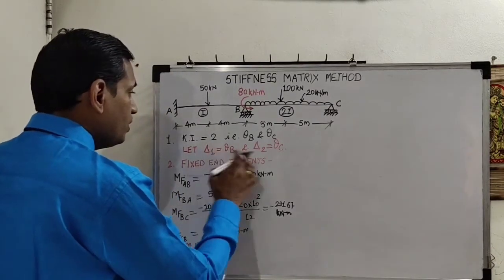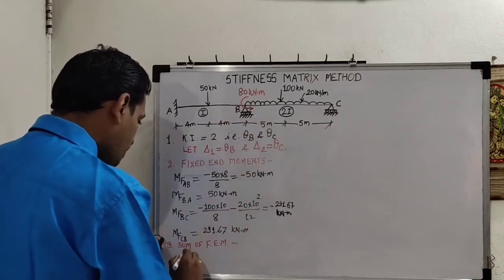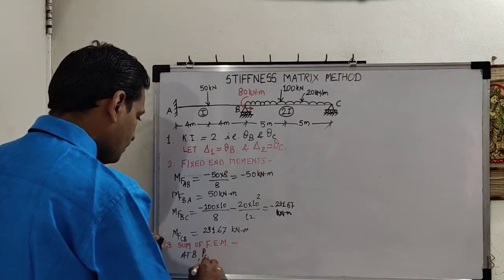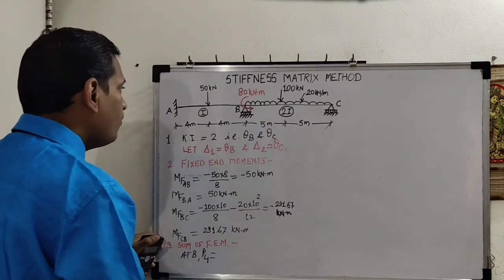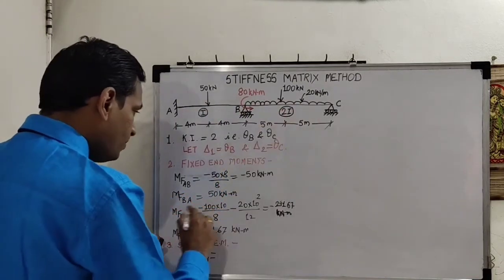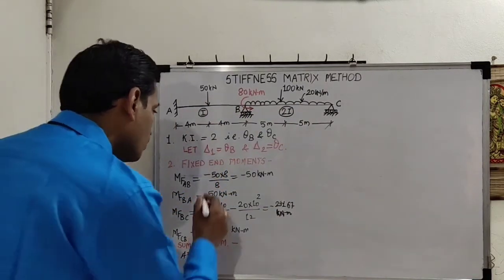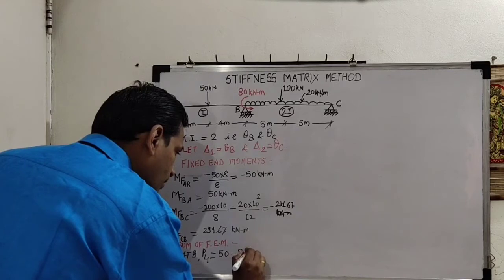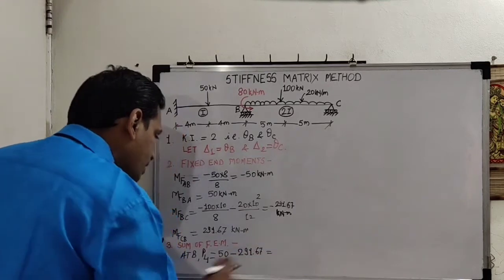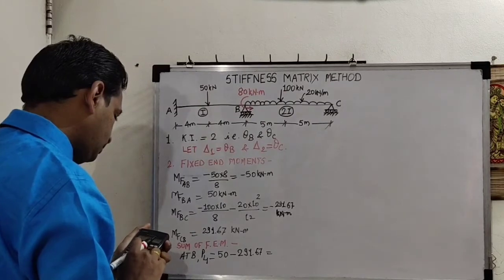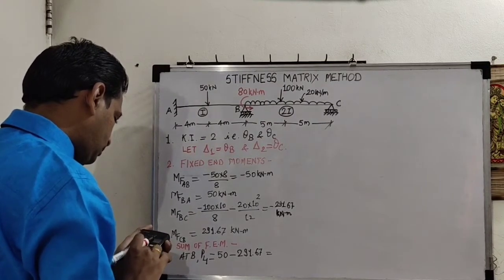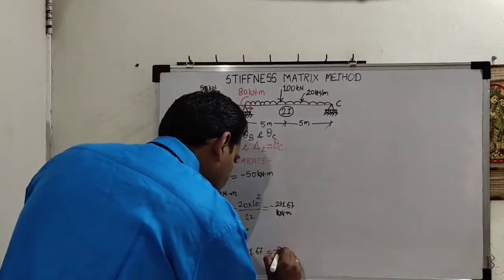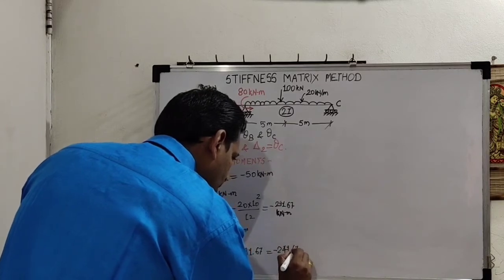So there are two locations, 1 and 2. At 1, it means at joint B, we will get PL1. What will be PL1? MFBA plus MFBC. What is BA? Minus 291 point. No, it is plus 50. MFBA. And MFBC is minus 291.67. So let us see how much is this. So it is minus 241.67 kilonewton meter.